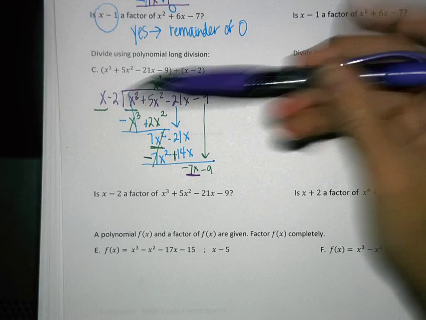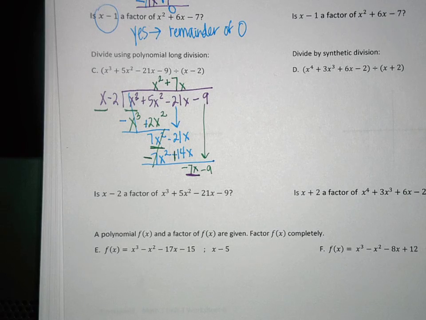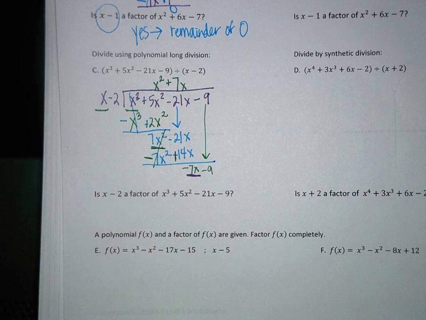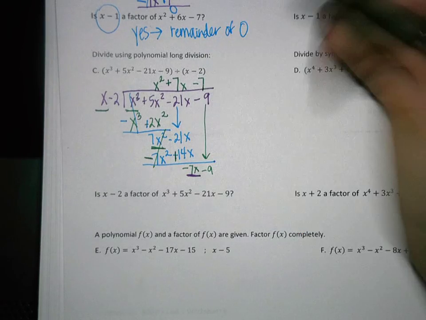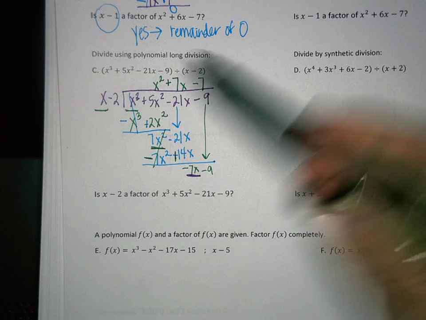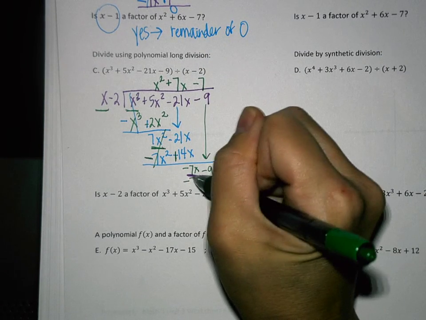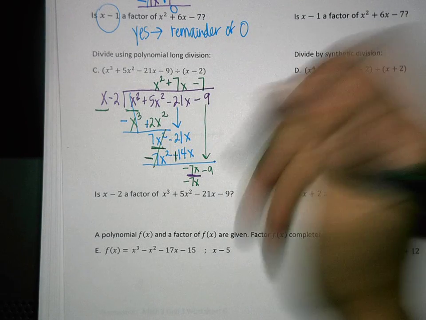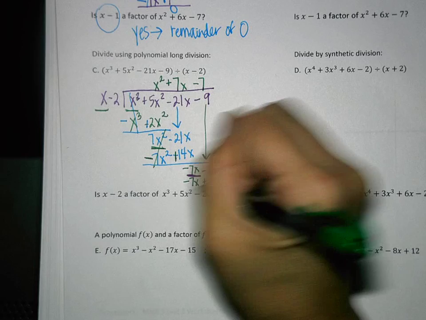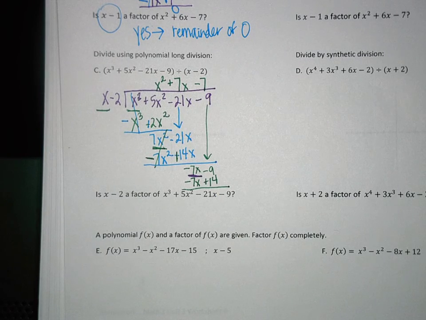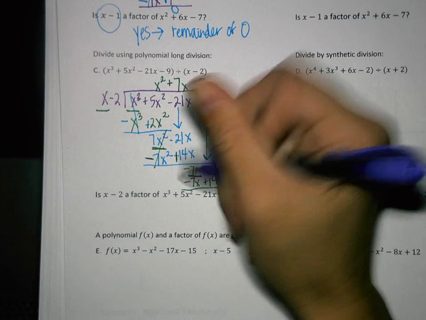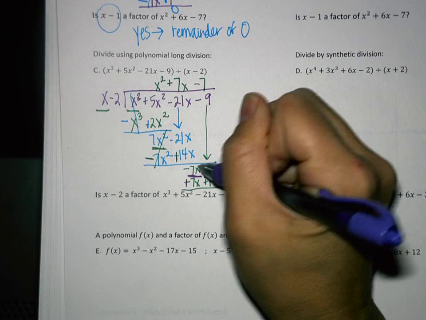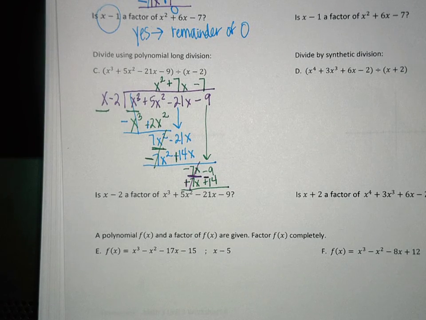Okay, so again, we are looking at our first terms. x times what makes negative 7x? Negative 7, good. So negative 7, and then we go negative 7 times x is negative 7x, and negative 7 times negative 2 is positive 14. Okay, next we change our signs. So this becomes a plus, and this one becomes a minus. These cancel, and what am I left with?